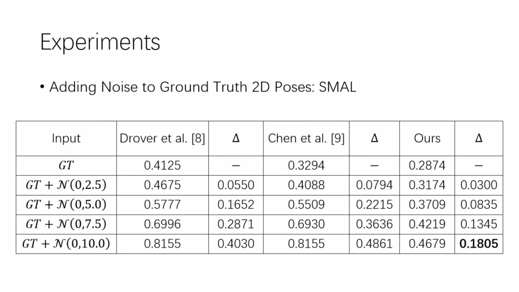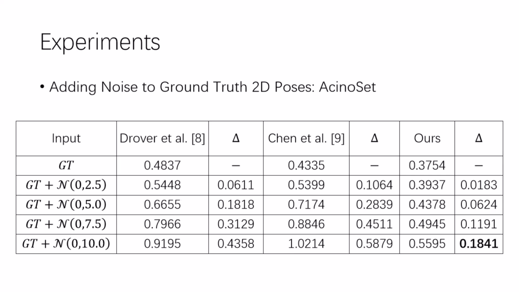The above results are obtained when ground truth 2D poses are available. We systematically evaluate the proposed method when the 2D poses are corrupted by different levels of noise. The increase of MPJPE of our method is the lowest in all the cases.